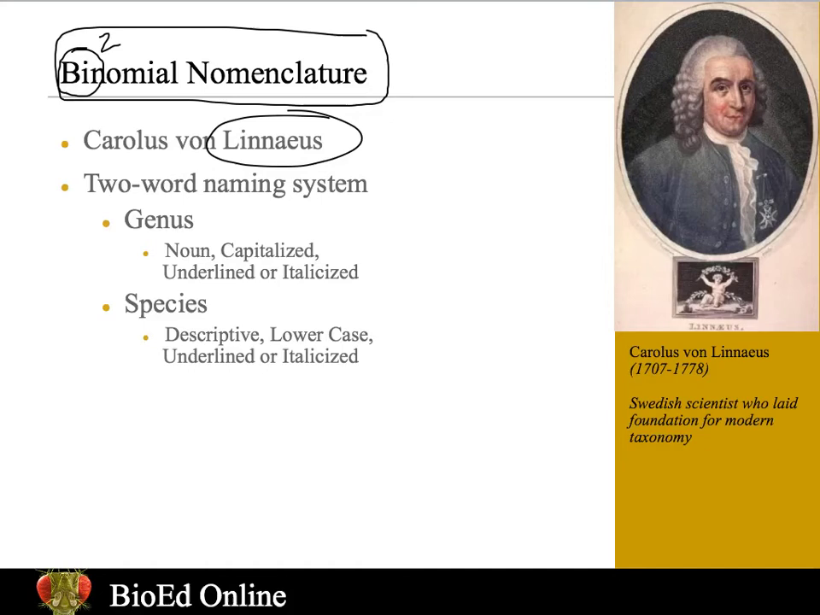So the first word, for example, in Homo sapiens, our genus, as I said earlier, is Homo. That one is always capitalized and then underlined or in italics. The second word in a scientific name is the species. So for humans, again, sapiens.